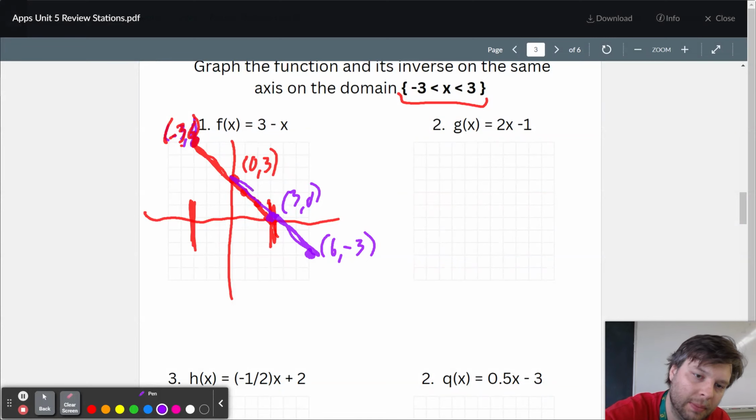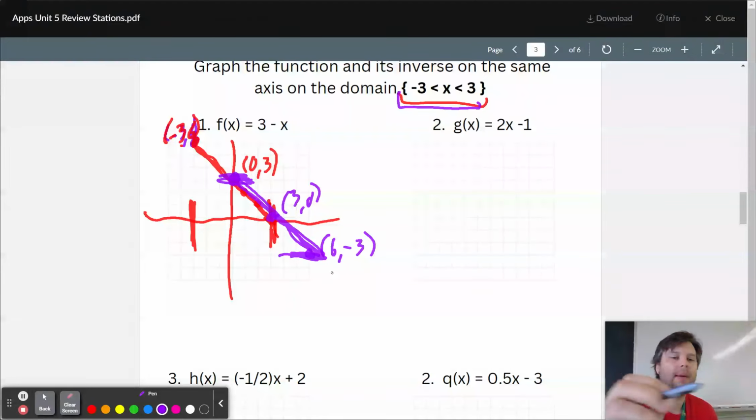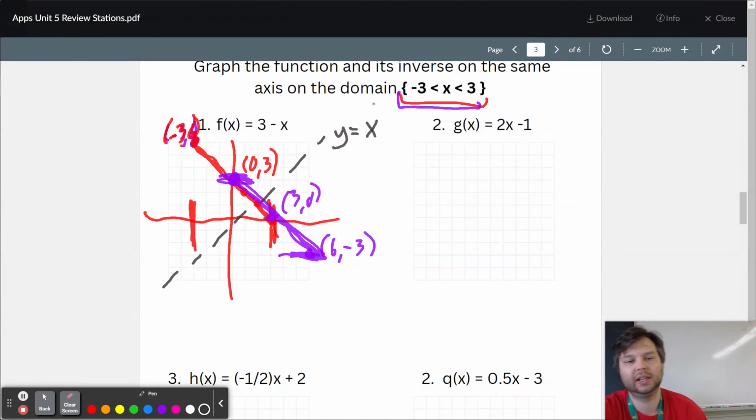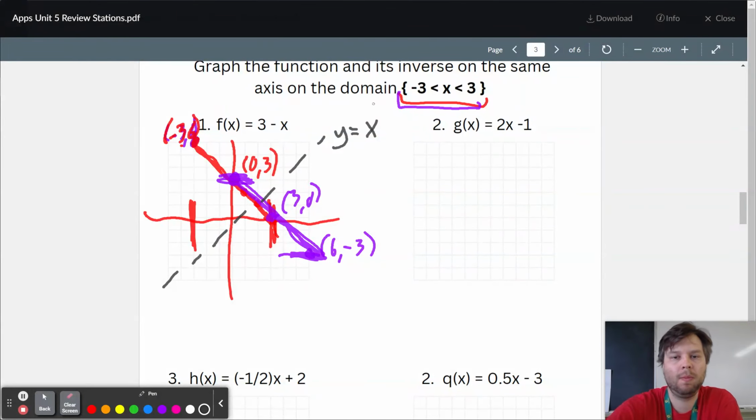However, my purple graph stops right here because the range of the purple graph needs to match up with the domain of the original. So they overlap for this zone here. They don't overlap for their entirety. Visually, when you graph an inverse, it's going to reflect over the line y equals x. And you can check for yourself that those do match up with each other.